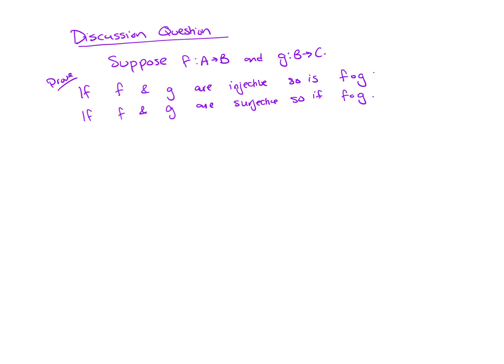Okay, so let's wrap up with a discussion question here. Suppose you have 2 functions, f from a to b and g from b to c. I want you to think about the following 2 things. So if f and g are injective, you want to show that their composition is injective. And if they're both surjective, show that their composition is surjective. So we'll talk about this in class on Thursday.